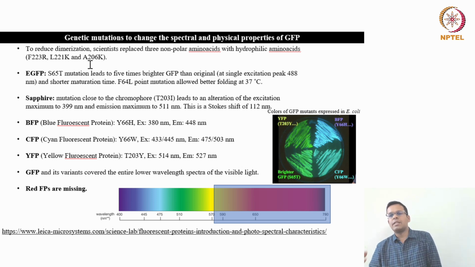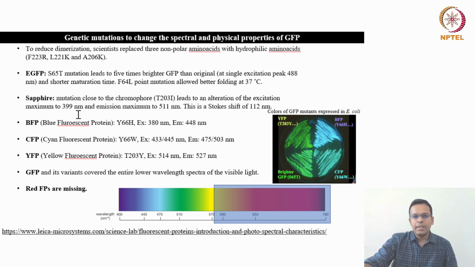So by just changing some of the amino acids, you can change the spectral and physical properties of the GFP, and this process is generally known as genetic engineering or protein engineering. Similarly, several more genetic manipulations were carried out to change the spectral and physical properties of GFP. When they converted S65 to T, it gave rise to a new variant of GFP known as enhanced GFP or eGFP, and this eGFP is 5 times brighter than the original GFP.